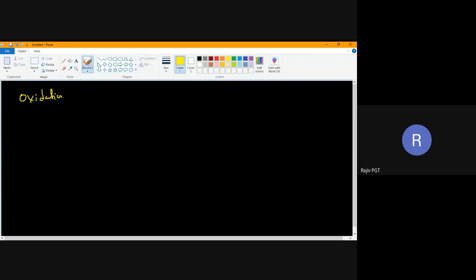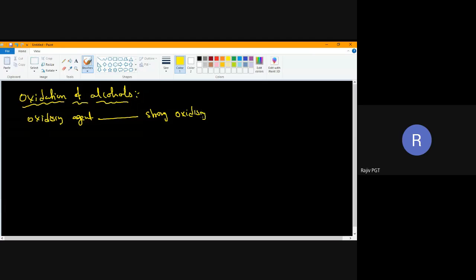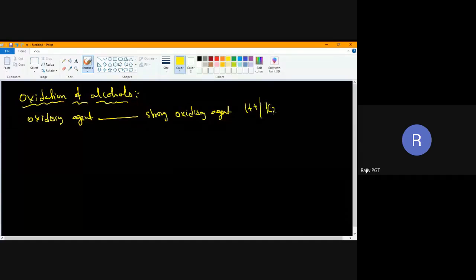Oxidation of alcohols. In yesterday's class, I gave the oxidizing agents. Do you remember? I wrote two kinds. One is the strong oxidizing agent. Can you give examples? H plus in presence of K2Cr2O7, acidified potassium dichromate, or H plus in presence of KMnO4, acidified potassium permanganate.